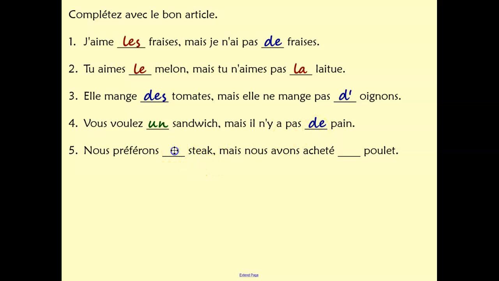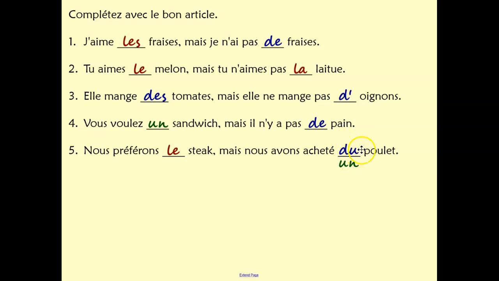Numéro 5, nous préférons le steak, mais nous avons acheté du poulet ou un poulet. Either of those could make sense. We don't actually have a negative in this sentence, so we don't have to worry about the negative portion. We're saying we prefer steak because this is a preference. We're using a form of the, our definite article, but we bought chicken. Now, either of these could make sense depending on what we bought.